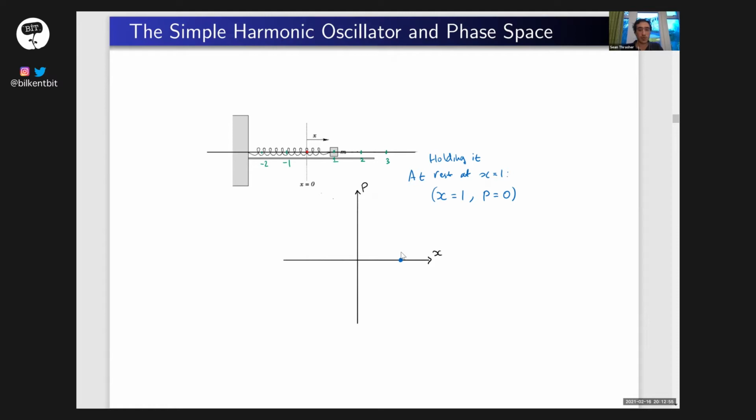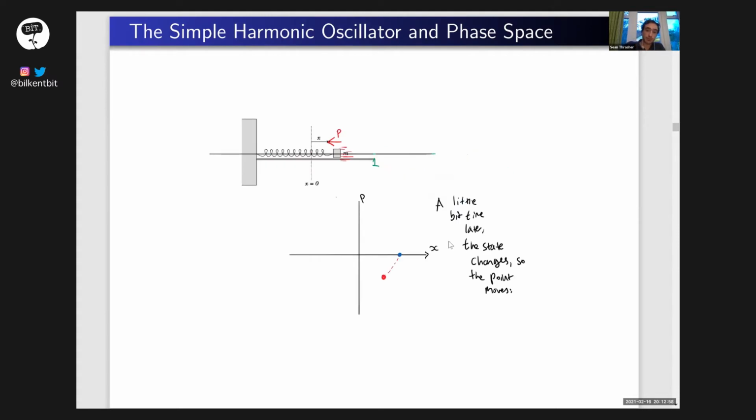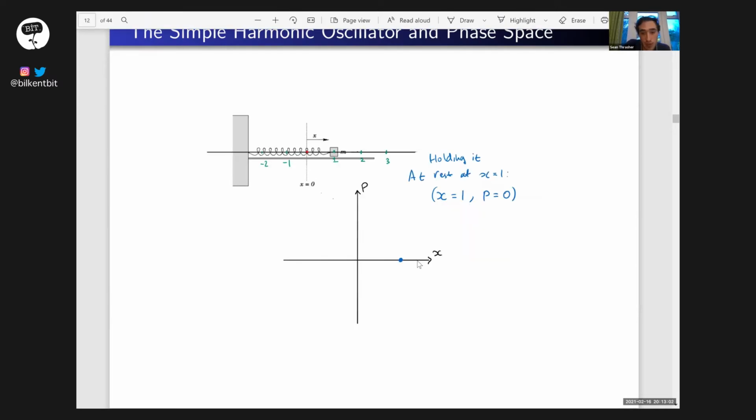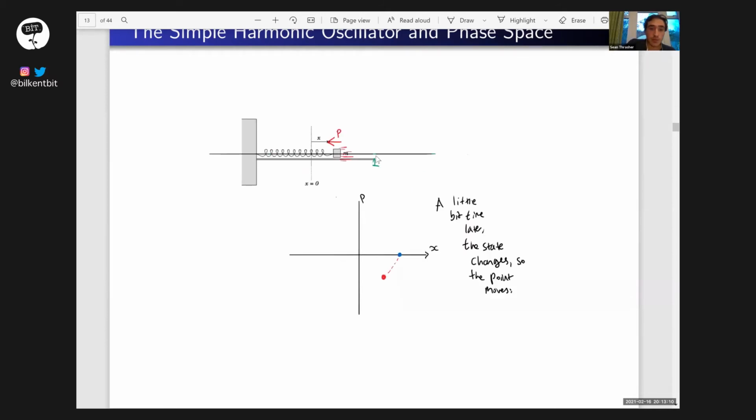Okay, so I'll continue. Now let's say I let it go, right? Well, what's going to happen? This was my initial state. Then the particle is going to want to go to the left, because this is all stretched out. So at some moment of time, it will be traveling to the left with some momentum, and I can take that momentum to be negative. So this point would move down like that.